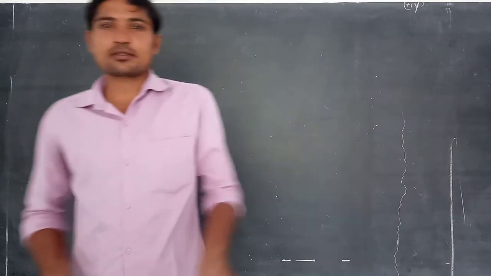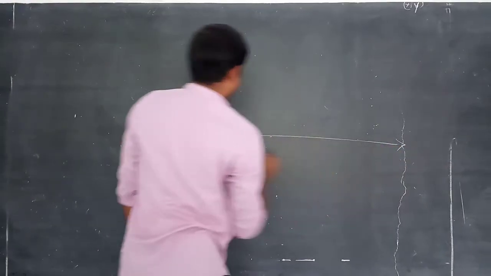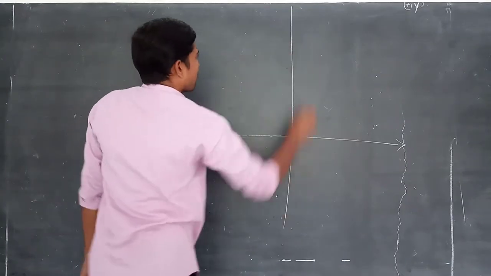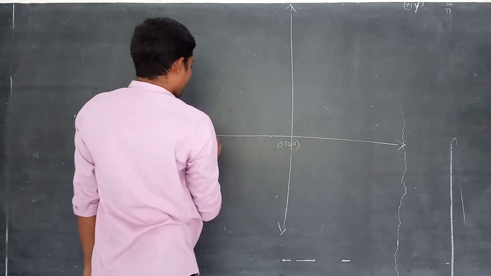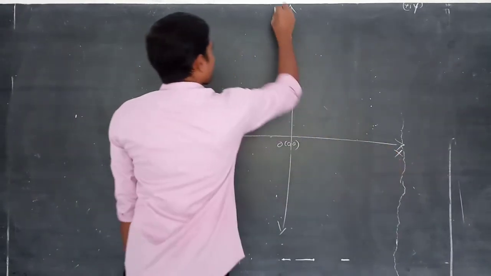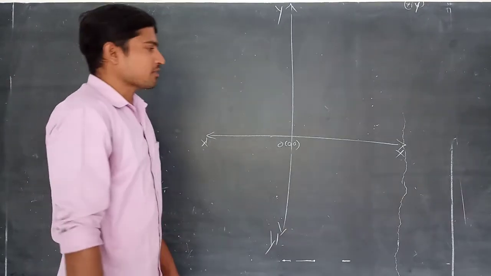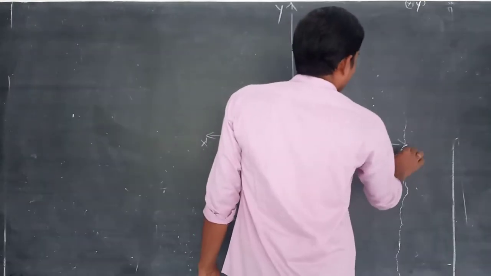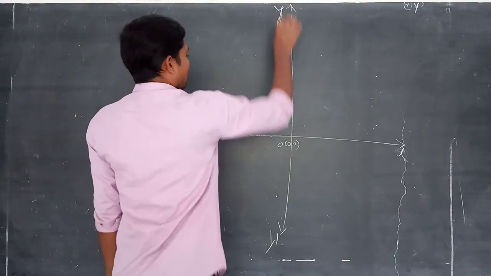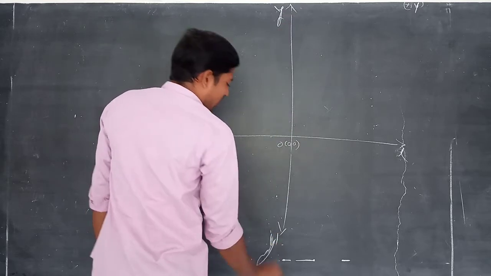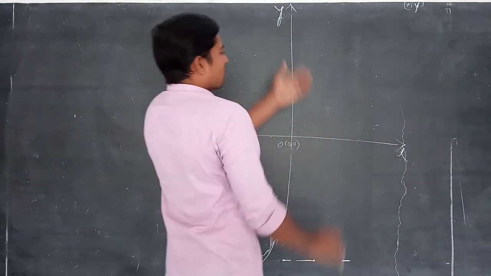So, coordinate axes. See, x-axis, y-axis. So origin 0 comma 0, x dash, x, y, y dash. These are coordinate axes. This can be written as, let us denote with small x dash, small y, and small y dash. Right?